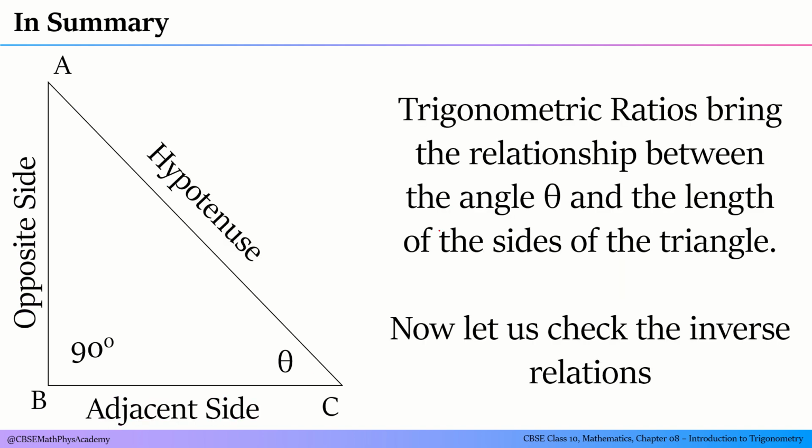So in summary, trigonometric ratios bring out the relationship between the angle theta and the lengths of all three sides of the triangle.